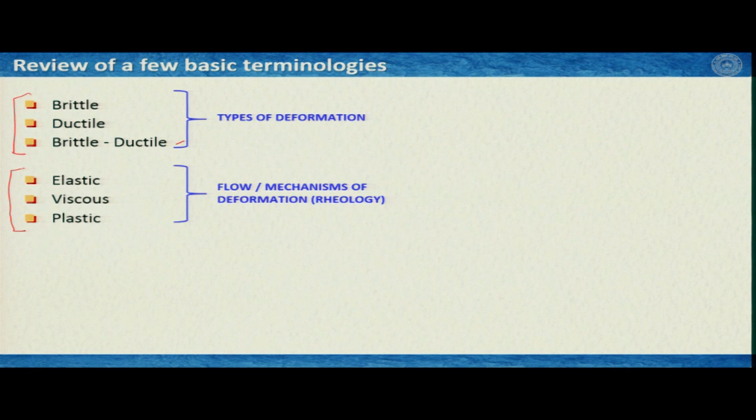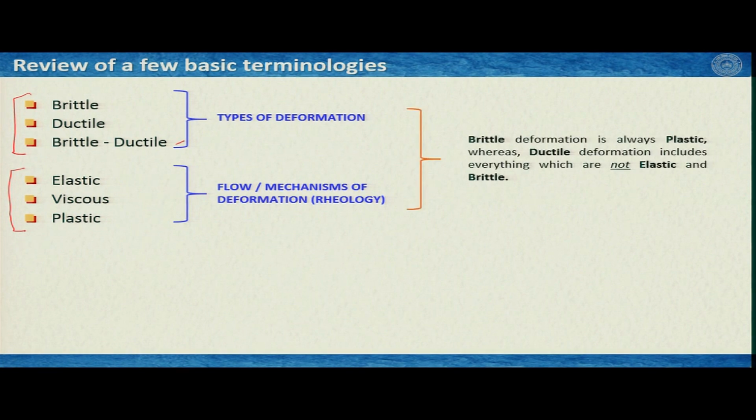However, brittle deformation is always plastic, whereas ductile deformation includes everything which is not elastic, because ductile deformation is a permanent deformation. So, it cannot include elastic deformation, and of course, it cannot include what is brittle, because brittle deformation is essentially not ductile deformation, because in brittle deformation we lose the cohesion of the rocks.